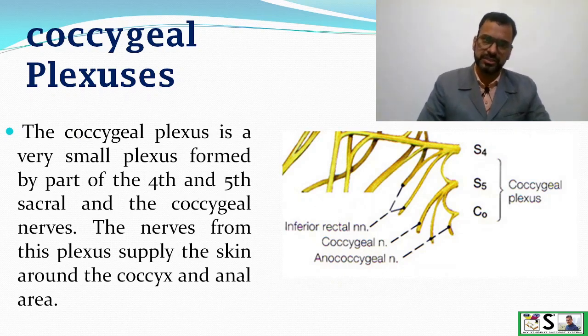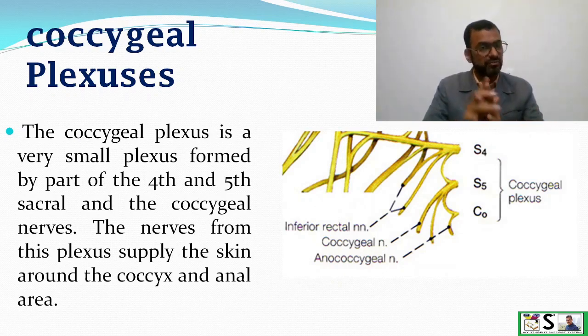Coccygeal plexus. The coccygeal plexus is a very small plexus formed by the part of fourth and fifth sacral and the coccygeal nerve. The nerves from this plexus supply the skin around the coccyx and anal area.